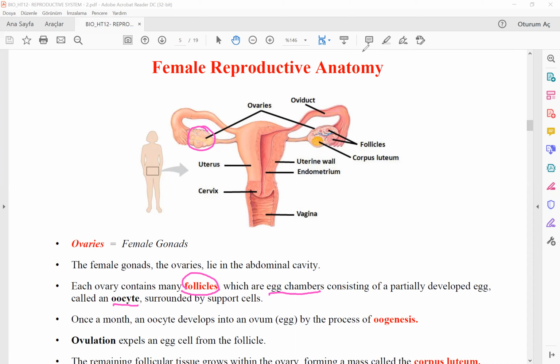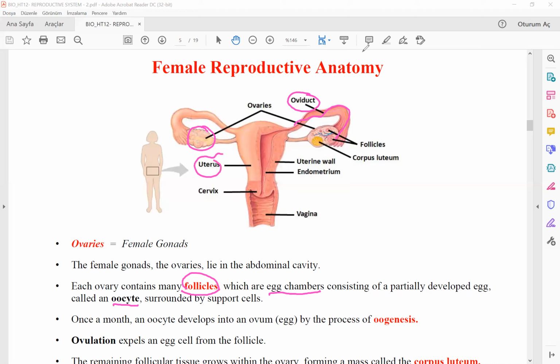And the female gonads, the ovaries, lie in the abdominal cavity. There are 2 ovaries. These ovaries are attached to the oviduct or fallopian tubes. We can call this oviduct or fallopian tubes. These are the tubes, and the egg is sent from the ovaries to this oviduct. Also the fetus or embryo will grow in the uterus.